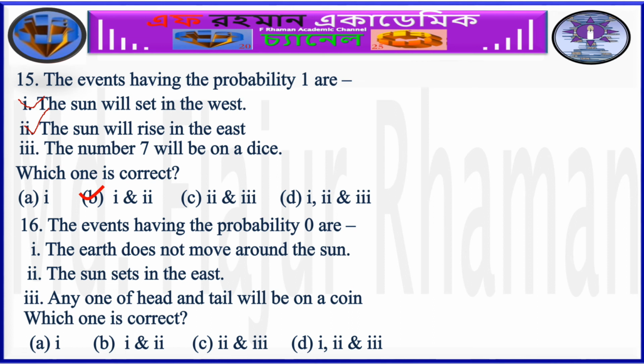The earth does not move around the sun. It is an impossible event. And the probability of an impossible event is 0. That's why 1 is correct. Sun sets in the east. It is also an impossible event. That's why 2 is correct. 3. Any one of head and tail will be on a coin. It is a sure event. And the probability of sure event is 1. That's why 3 is not correct here. Therefore, our correct option is B.